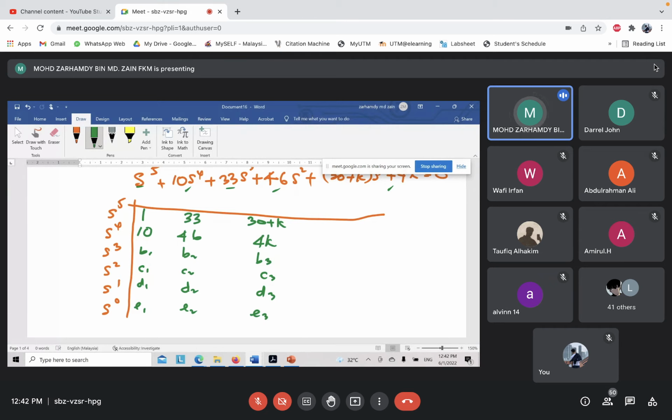So once you get this value, you need to come up with the range of K first. Once you are done determining the range of K, you take the critical value of K, and then you concentrate on S power of 2.